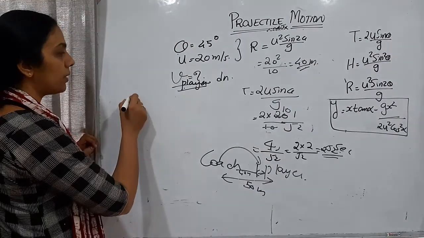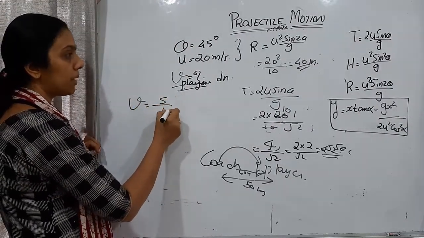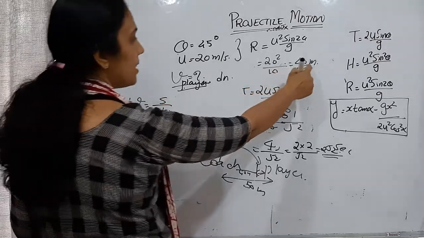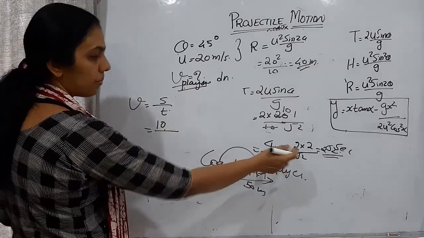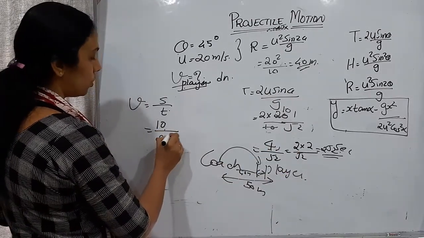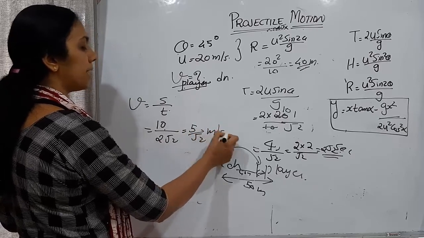So we know that velocity of the player equals distance traveled divided by time. Distance traveled is 10 meter, divided by time, which is 2 root 2. So we will be getting 5 by root 2 meter per second.